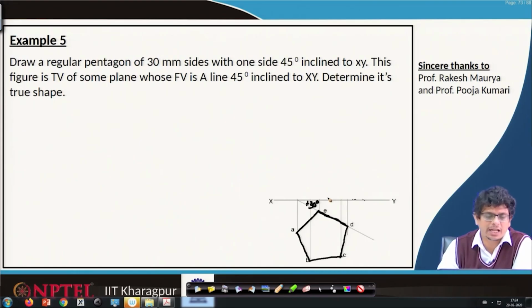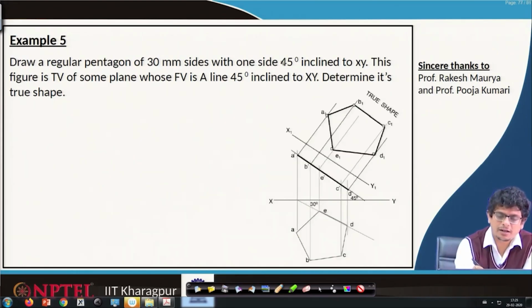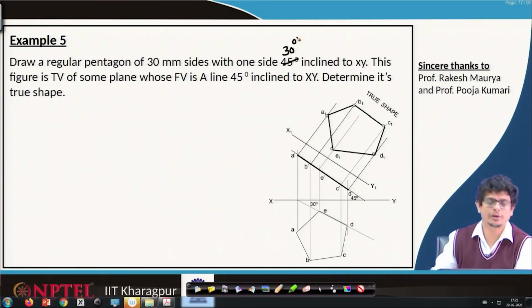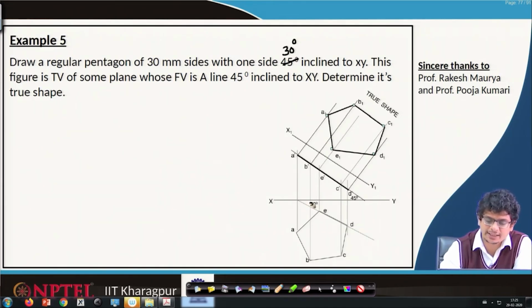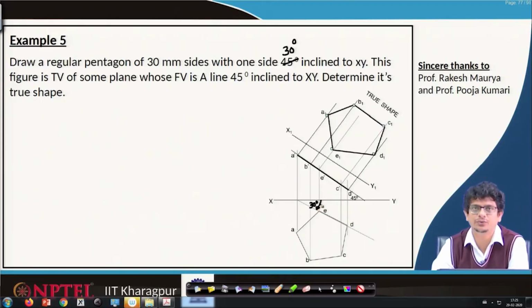This 30 degrees angle, there is a small mistake here, it is supposed to be 30 degrees. So, there is a regular pentagon of 30 mm sides with one side 30 degrees inclined to the xy axis. So, 30 degrees inclined to the xy axis we have.